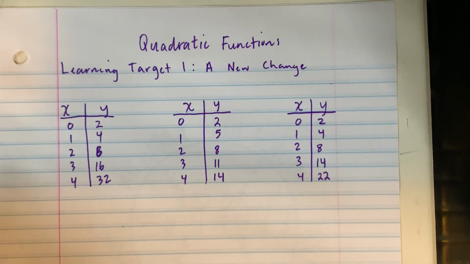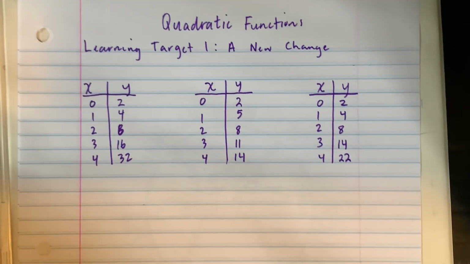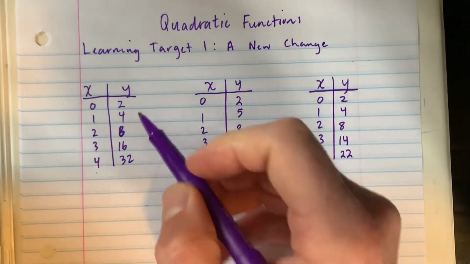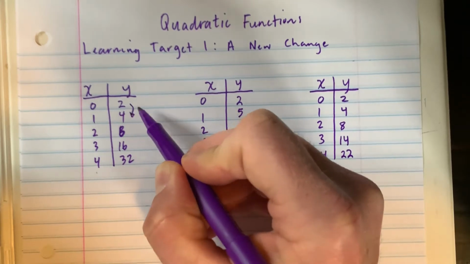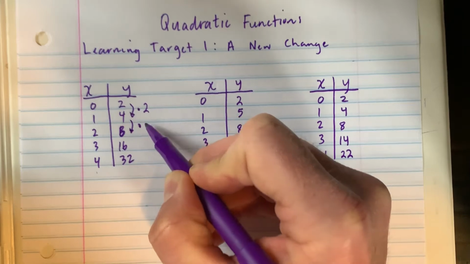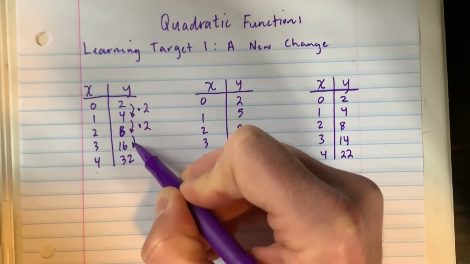All right, so let's go ahead and get started. So we have 3 tables here. This learning target's titled A New Change. Of the 3 tables here, 2 of them we've actually already dealt with in the past. They're functions that we've talked about before. The first one here, look a little closer. As our inputs increase by 1, our outputs appear to be doubling consecutively upon each previous.